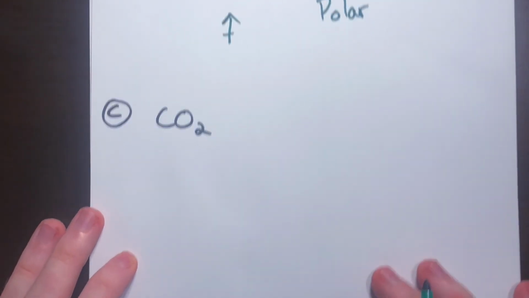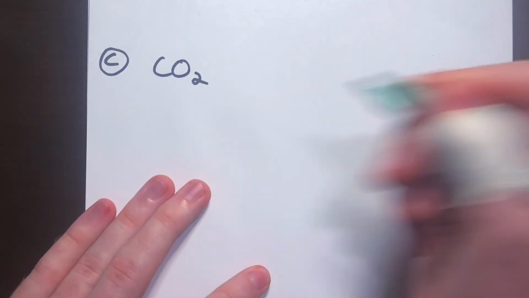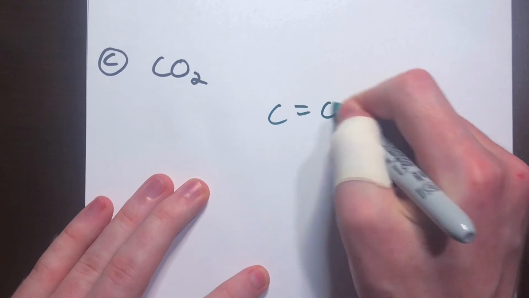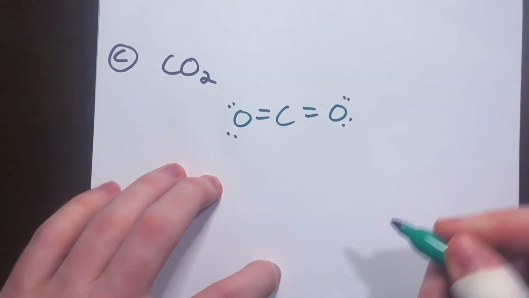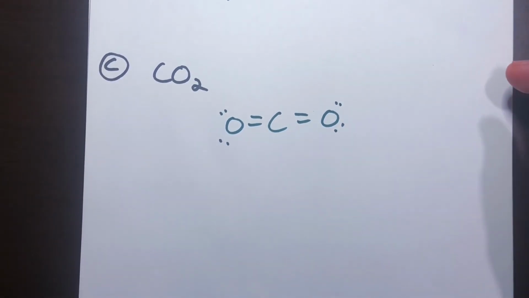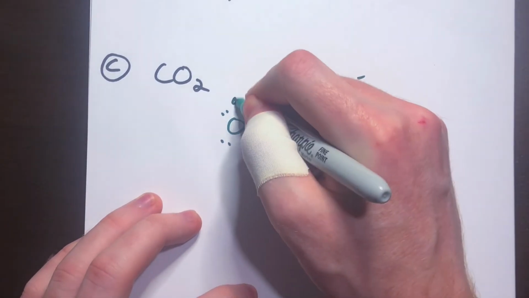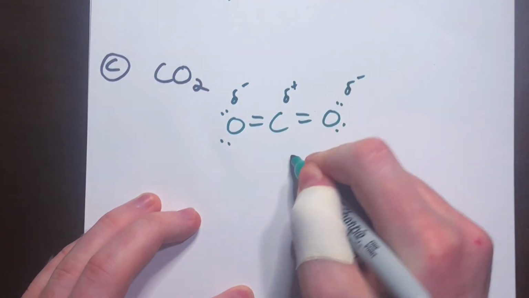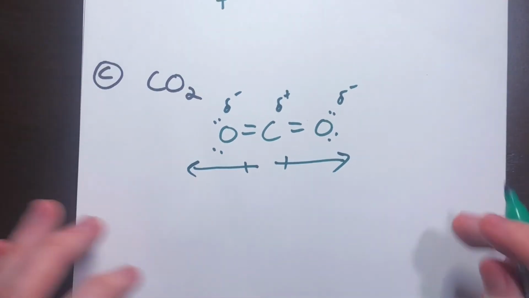Okay, and the last example we'll work is carbon dioxide, CO2. So again, Lewis structure. It's a carbon double bound to 2 oxygens. So we'll look at our periodic table. We see that oxygen is more electronegative than carbon. So these are partial negative, carbon's partial positive. Dipoles going away from the carbon atom.